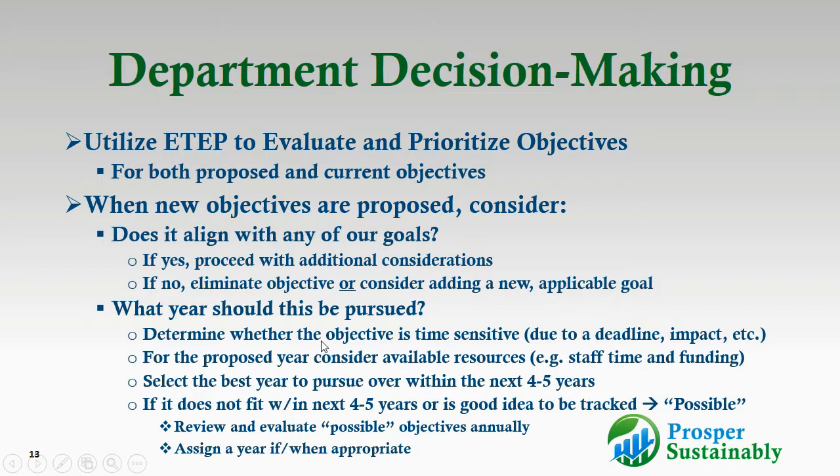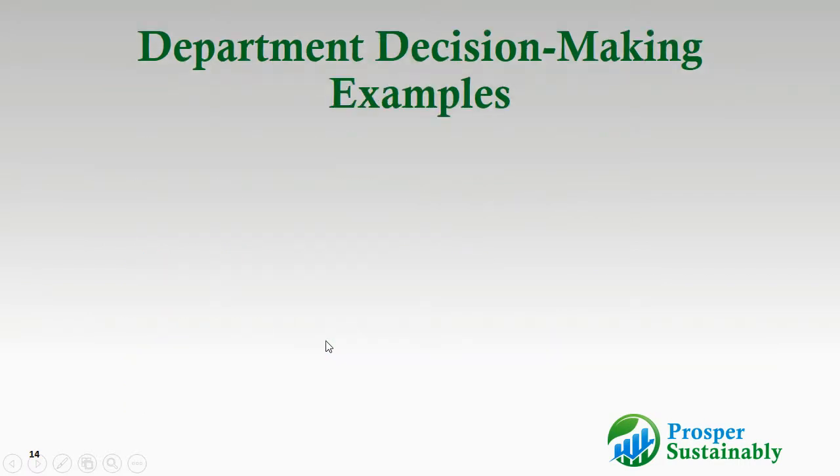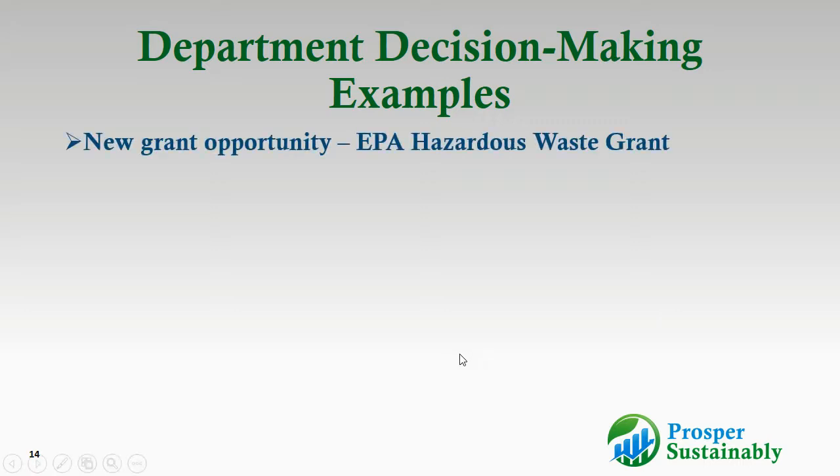And then assign that year if and when appropriate. So I want to run through, this all may seem pretty abstract, so I want to run through a few different examples of how you can use this plan for decision-making purposes. So the first one is a new grant opportunity comes up.